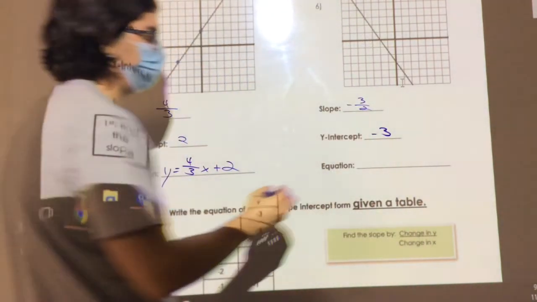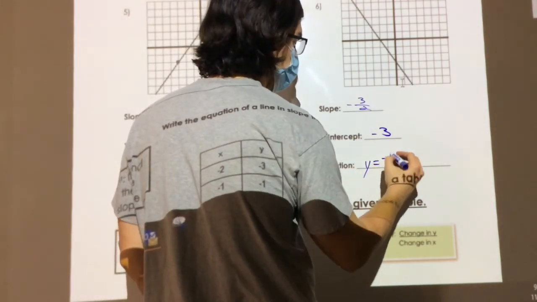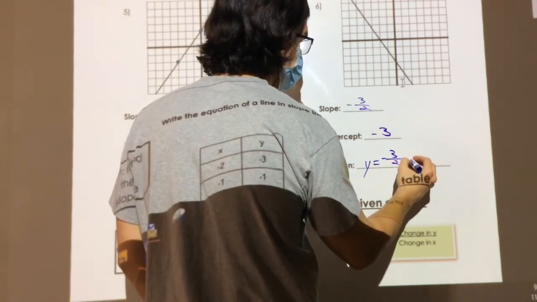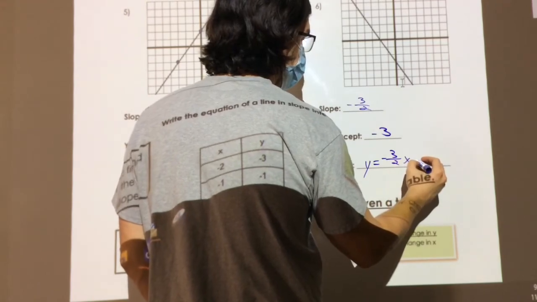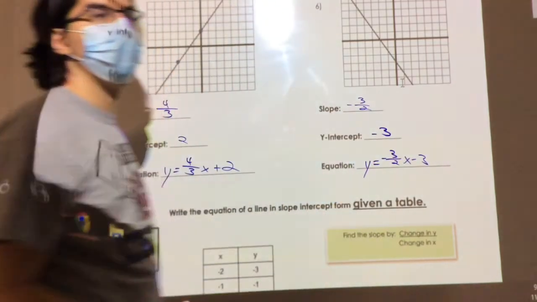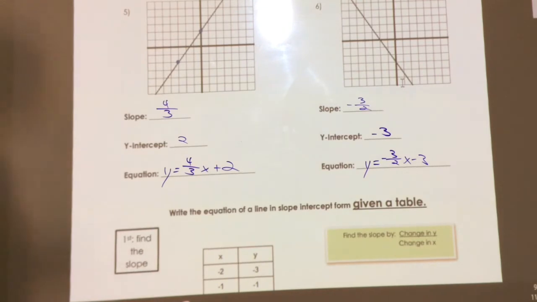Y equals -3 over 2 x plus 3. -3. Great job. Great job. Okay, we're good? Can I keep going?